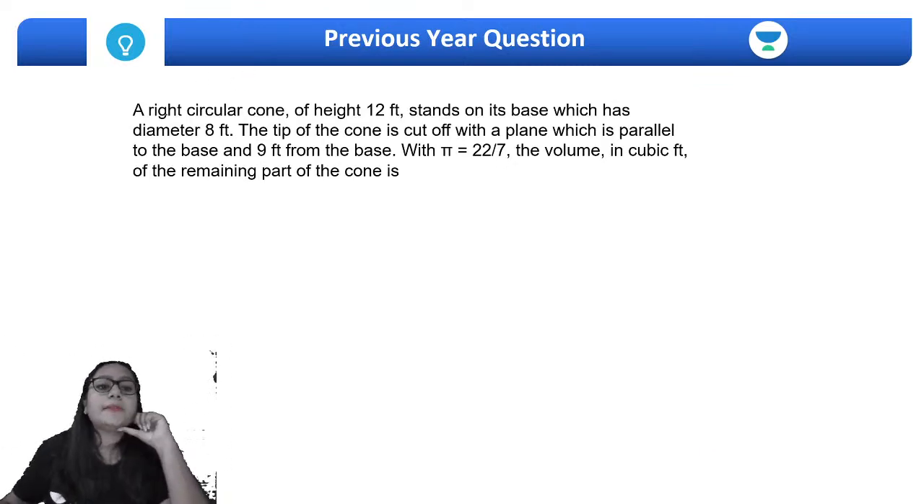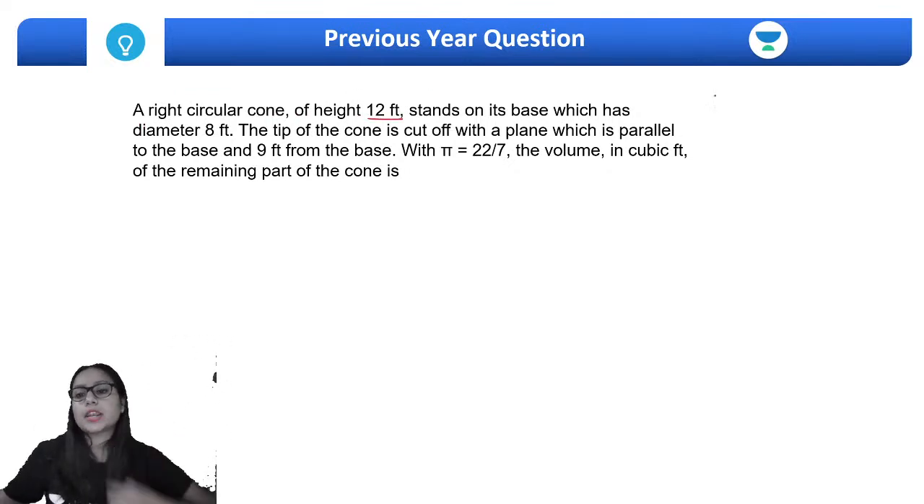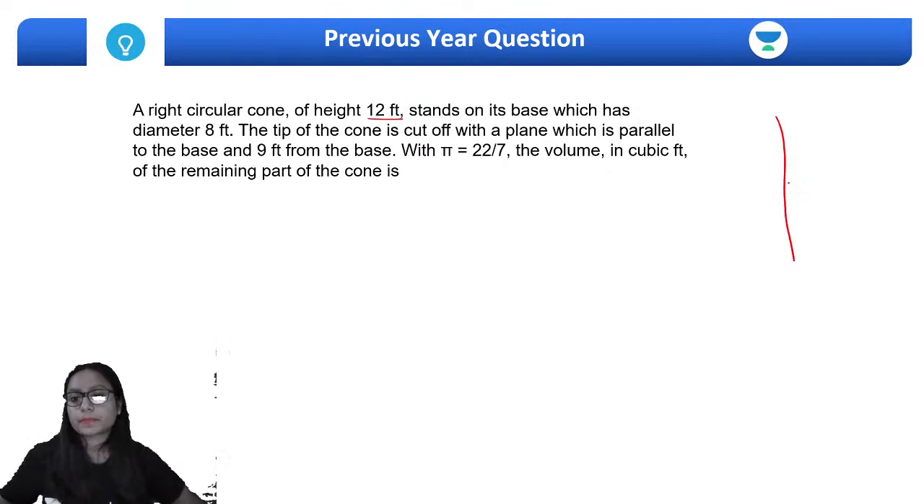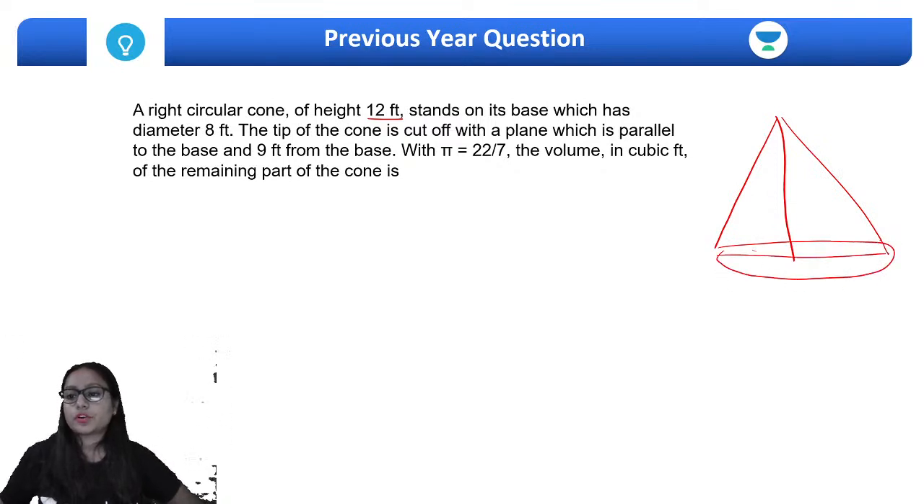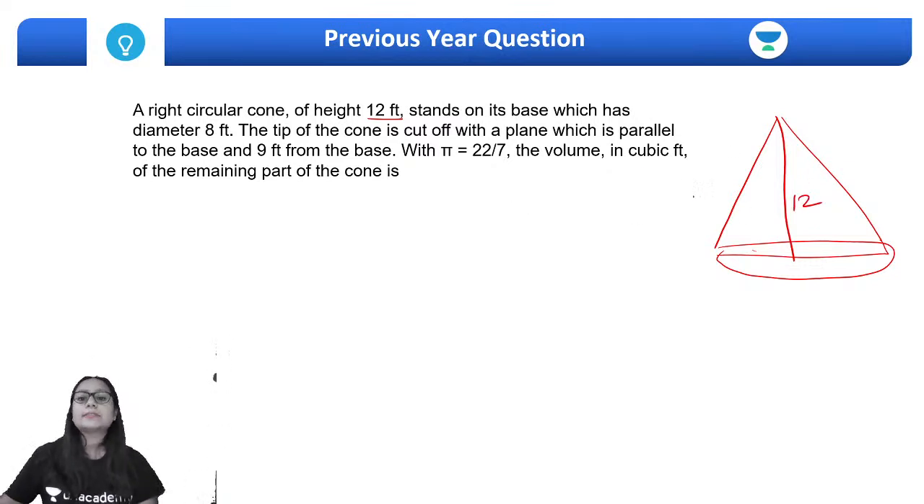The question says that a right circular cone of height 12 feet. So let us draw the cone here. Okay, so I have drawn a rough cone. This is a cone of height 12. Height of this cone is 12. It stands on its base which has diameter 8. So diameter of the base is 8, hence the radius is 4. Radius of this cone is 4 feet.